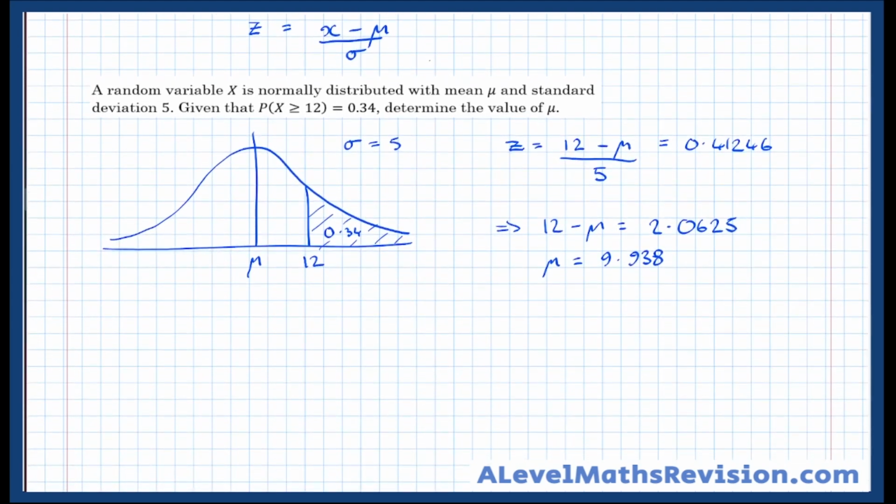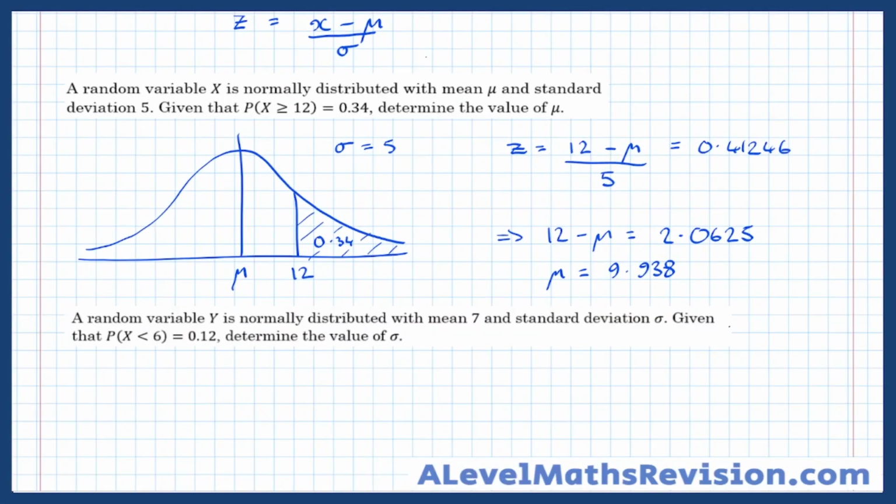Let's try another. So this one says a random variable y is normally distributed with mean 7 and standard deviation sigma. Given that the probability of x is less than 6 is equal to 0.12, determine the value of sigma.